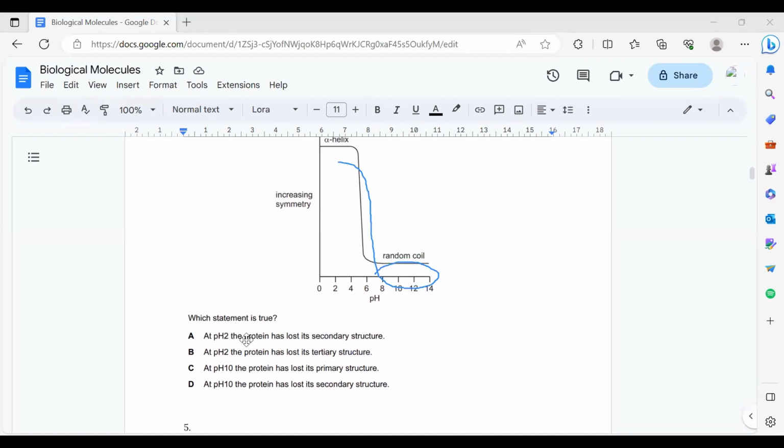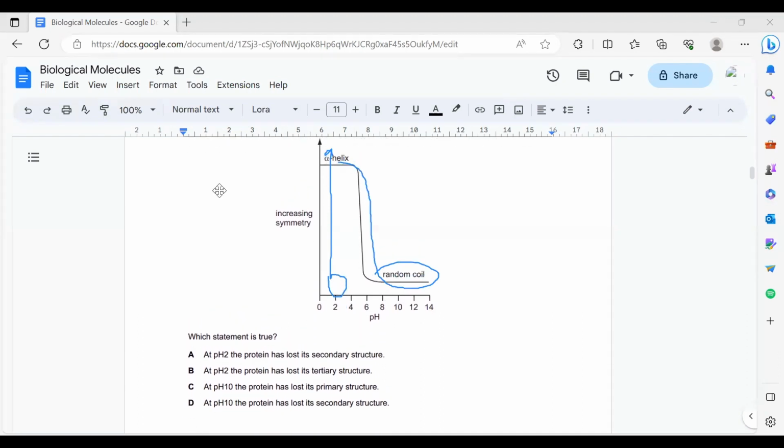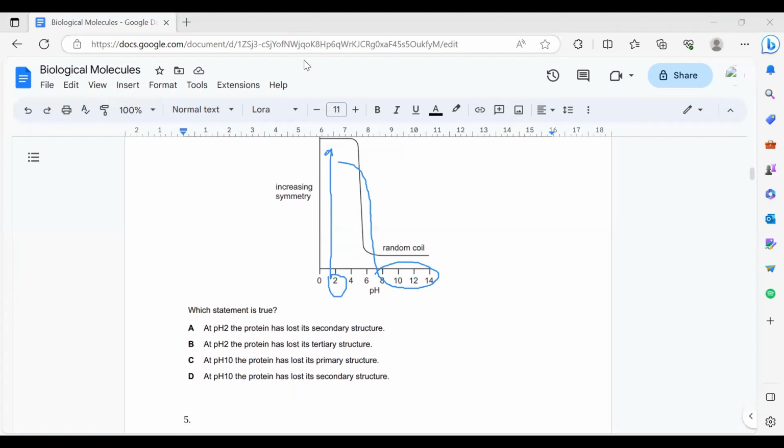At pH 2, the protein has lost its secondary structure. That's not true because at pH 2, which is this pH, it still has its alpha helix shape, so it has not lost its secondary structure. At pH 2, the protein has lost its tertiary structure. That's also not true because there's nothing to show that the protein is in a tertiary structure, so that option also cancels out. So you can cancel out A and B.